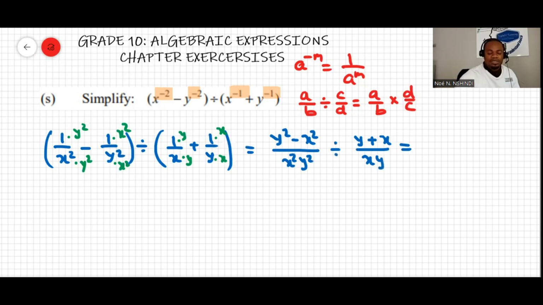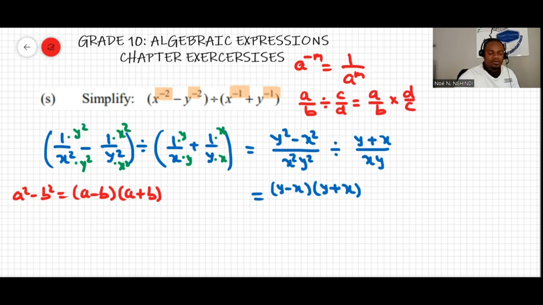Now this will be equal to y squared minus x squared. I can apply the difference of two squares. Remember, we said that a squared minus b squared is equal to a minus b times a plus b. So that will be y minus x, y plus x over x squared y squared. This is the property that I'm applying here. We multiply now by the inverse of this, so it's going to be y plus x under xy.